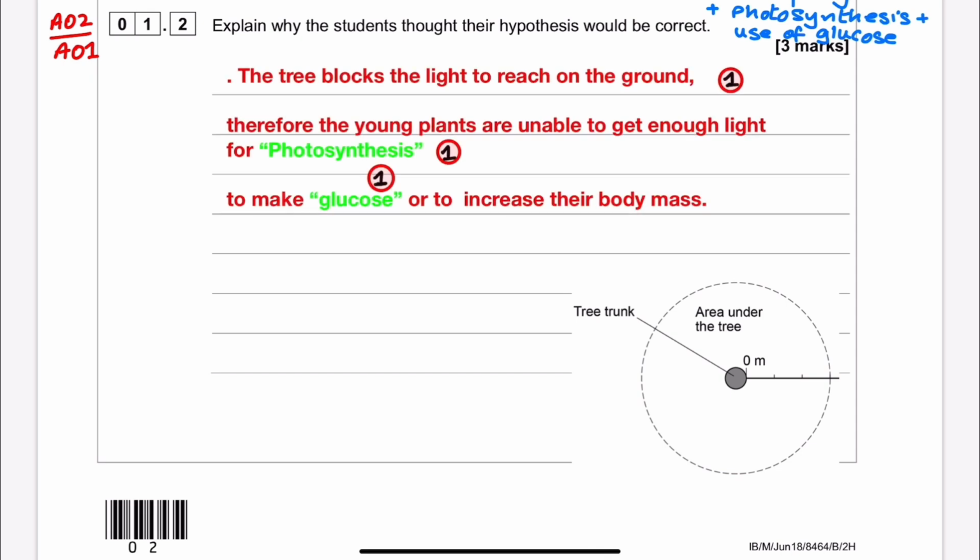The tree blocks the light to reach the ground. Therefore, the young plants are unable to get enough light for the photosynthesis. And the photosynthesis is required to make glucose or to increase their body mass. The marks distribution is also mentioned in this question.